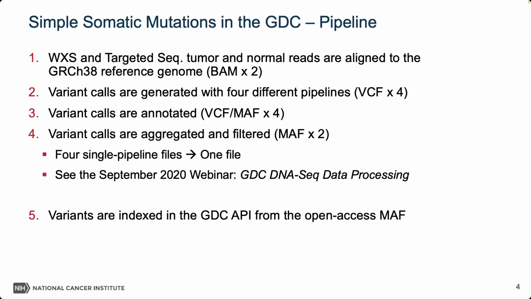If you're interested in the specifics of that filtering, I'd recommend watching the September 2020 webinar on GDC DNA-seq data processing. Some GDC bioinformaticians give a very good explanation on how that's done. So I'd recommend checking that out. Once those open access MAFs are ready, the variants from them are indexed in the GDC API and made available through that and through the portal, which we're going to show during our demo.